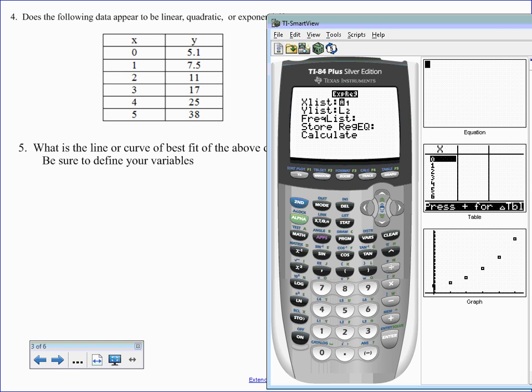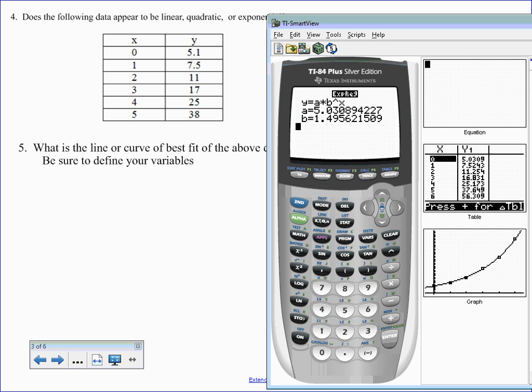X's are in L1, perfect. Y's are in L2. I'll go ahead and store the regression equation again. Remember, you can use F4 to get that out. And then we just go calculate. And we should get our regression equation.